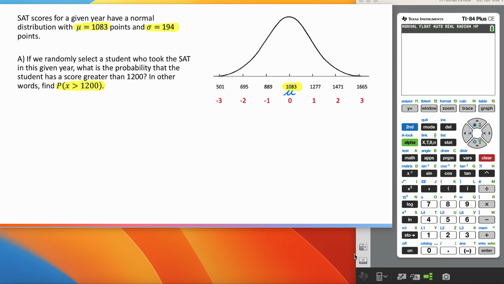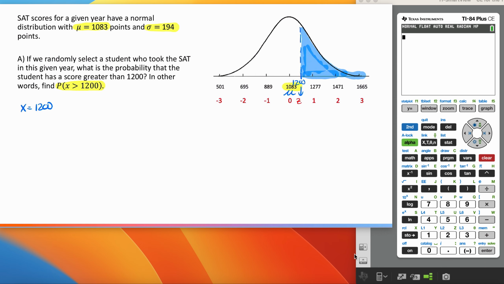Let's mark where 1200 is on this distribution. So that's somewhere between 1083 and 1277. So I'm just going to mark it there. So that's x. X is 1200. And I want to find the probability that a randomly selected score is going to be higher than 1200. So we're going to shade the area that is to the right of this marking, because the area to the right represents all SAT scores that are greater than 1200, okay?